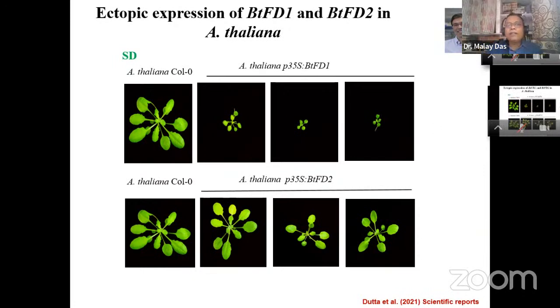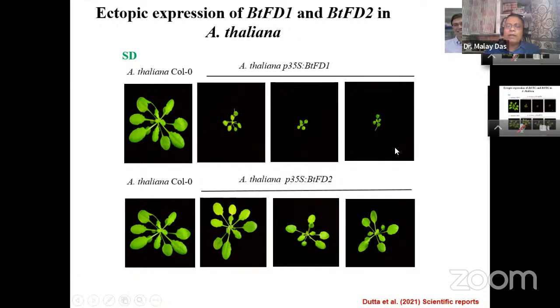When we overexpressed BT-FD1, you see the growth of the leaf was very much reduced, but in case of BT-FD2, it almost looked like a normal plant. So we scratched our head for many months about what was going on.